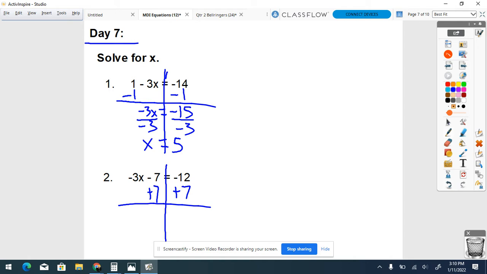So there's nothing under the negative 3x, so that comes down. We know negative 7 plus 7 is going to be 0, so we leave that be. My equal sign comes down. And now I have negative 12 plus 7. Well, those are different signs, so I know I can subtract. And then 12 minus 7 gives me 5. And the 12 is bigger, so I keep the negative sign. So negative 3x equals negative 5.